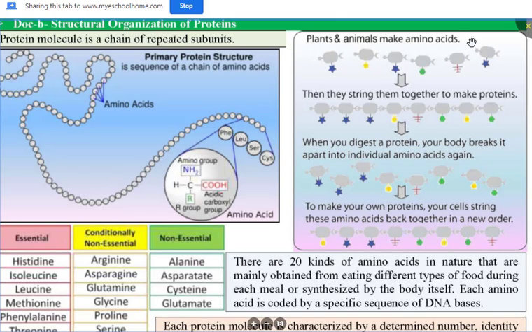Plants and animals make their amino acids. Then they string them together to make their proteins. So now you have the proteins in the plant and the proteins in the animal. You eat these animals and these plants. What happens, Iman? Continue please the third sentence. When you digest a protein, your body breaks it apart into individual amino acids again. Okay, then? To make your own proteins, your cells string these amino acids back together in a new order. So if you eat the protein, your body digests it into amino acids. Then your body cells will use these amino acids to build their own proteins.